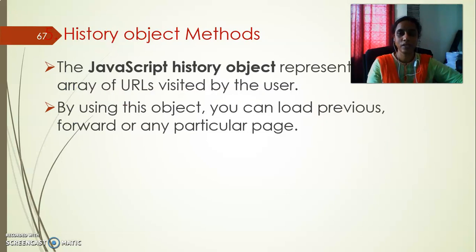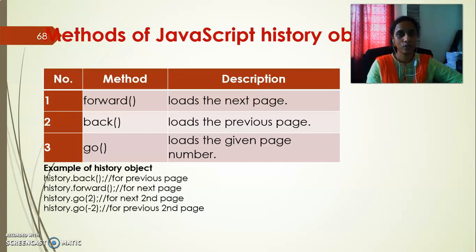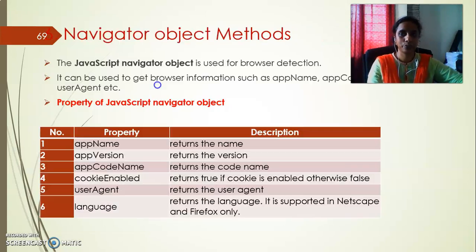Then there is the history object. With the history object, you can always navigate in your history: forward, backward, and go. That means the previous page, the next page, and if you say history.go and give the page number, you can give 2, it will go to the second next page from the current location. Or if you say history.go(-2), it will go to the second previous page. Likewise you can do this.